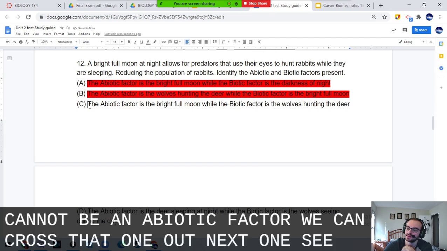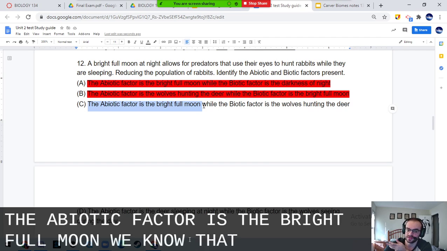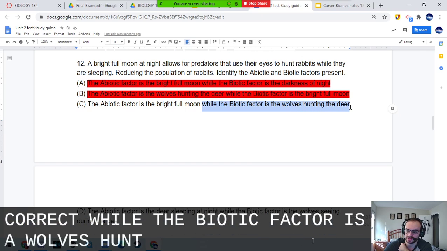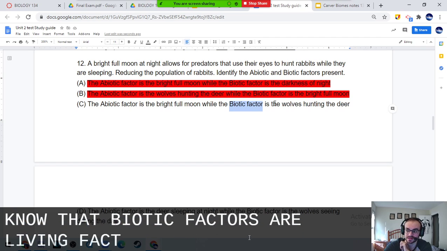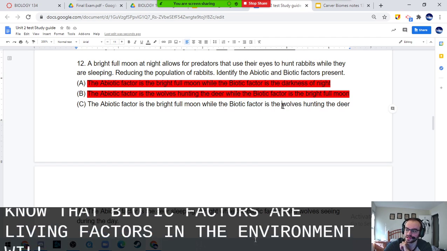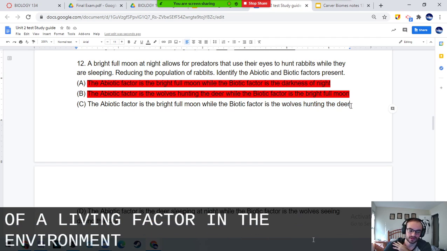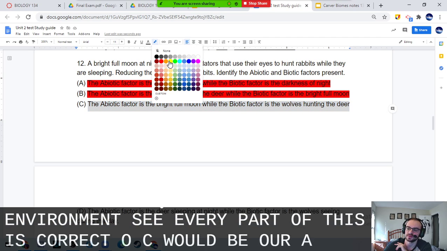Next one, C. The abiotic factor is the bright full moon. We know that part's correct, while the biotic factor is the wolves hunting the deer. So we know that biotic factors are living factors in the environment. Wolves hunting deer is an example of a living factor in the environment. C, every part of this is correct. So C would be our answer choice.